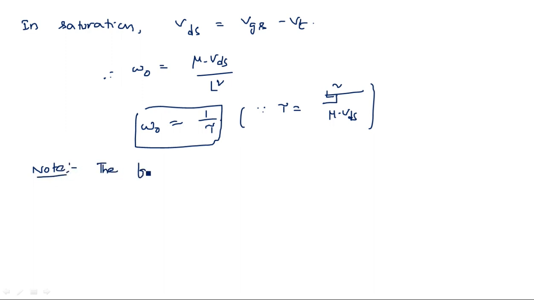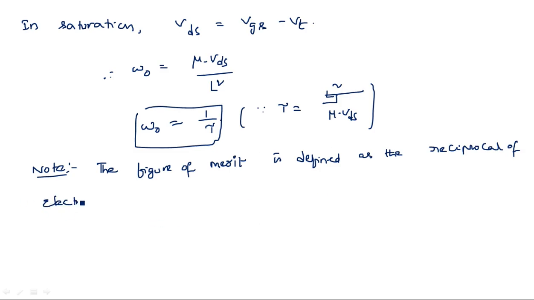Note that the figure of merit is defined as the reciprocal of the electron transit time tau, because we have seen how we got the expression for tau. So this is the figure of merit.